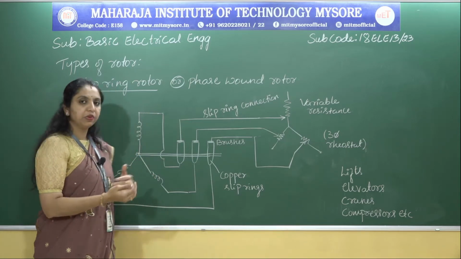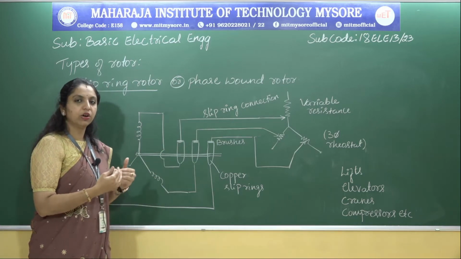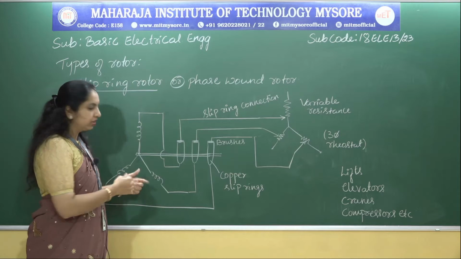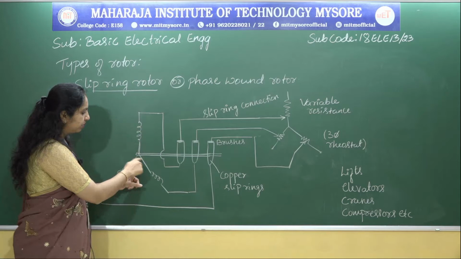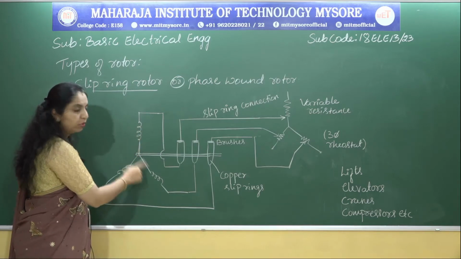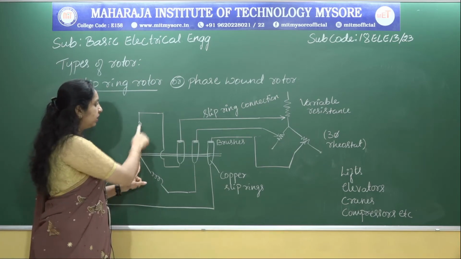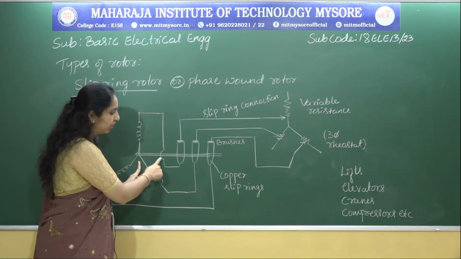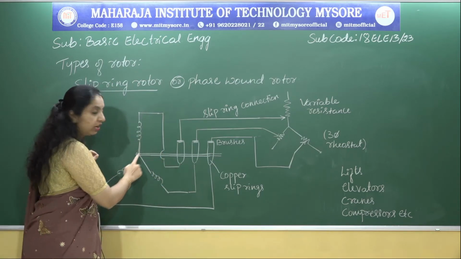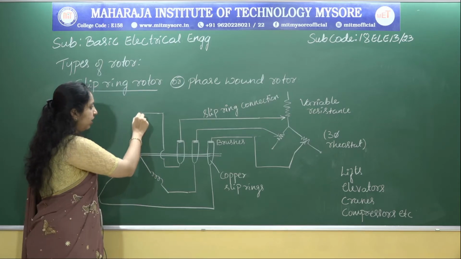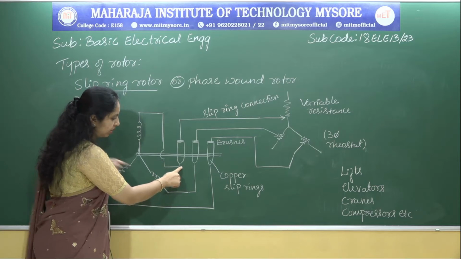The difference between the previous type and this type is that here the rotor conductors are in the form of copper windings, and they are star connected. As you can observe in this figure, these three windings are star connected, and the other ends of these conductors are brought out and connected to the copper slip rings.